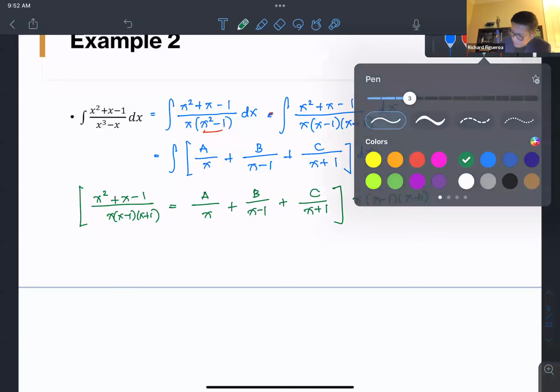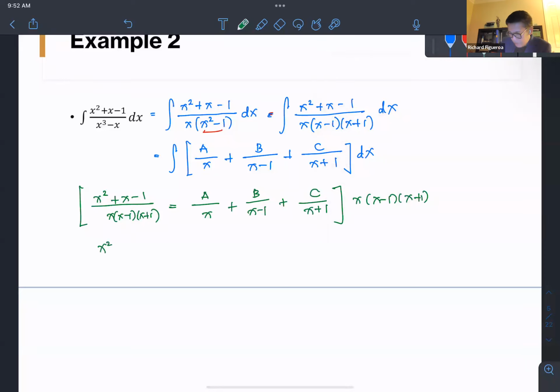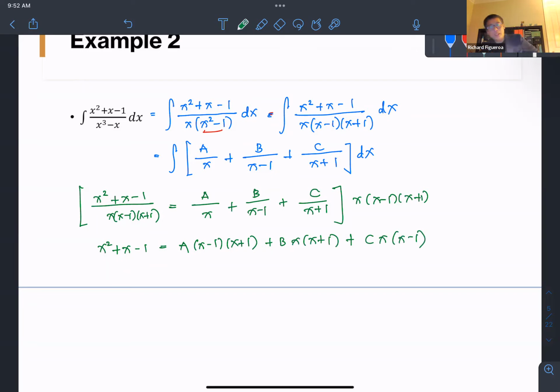For the first term, on the left-hand side, we cancel the denominator, so the numerator remains. For A, we cancel out x, so we retain x minus 1 and x plus 1. For B, we remove x minus 1, so we just have x and x plus 1. Then for C, we remove x plus 1, so we just have x and x minus 1. So that's our working equation.